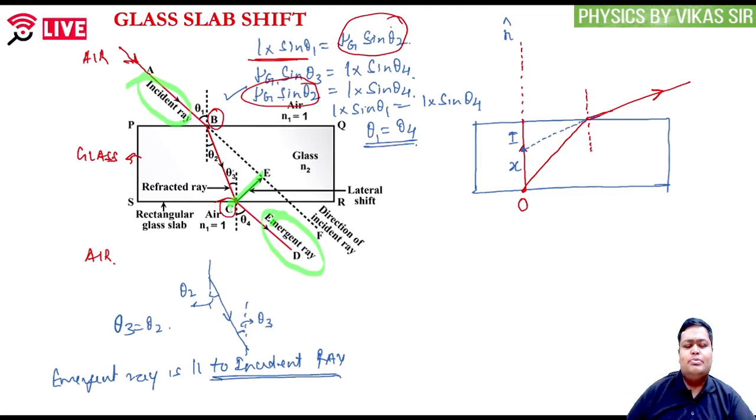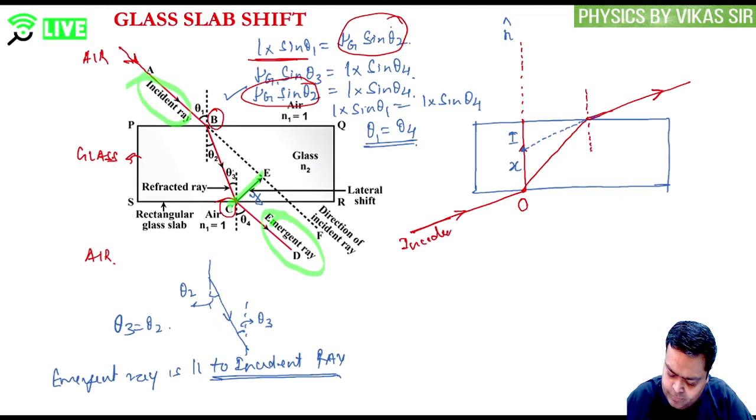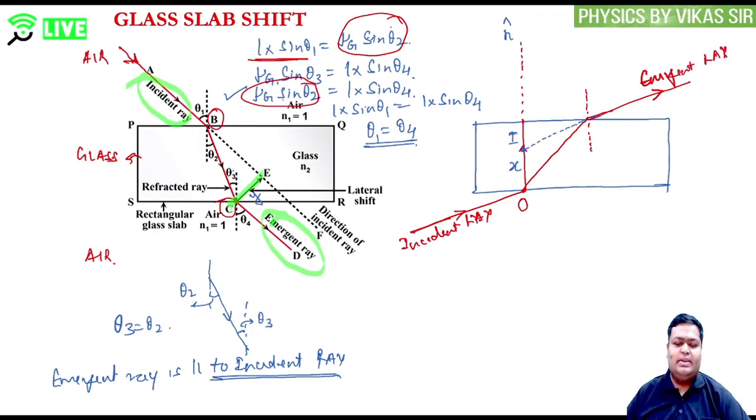That's the perpendicular distance between the incident and the emergent ray. That is the lateral shift. So we denote it with the term y. So this distance CE is labeled as y. So let me just complete this diagram here. Let's say this was an incident ray. And now this is the emergent ray. So we can see that the emergent ray is passing parallel to the incident ray.